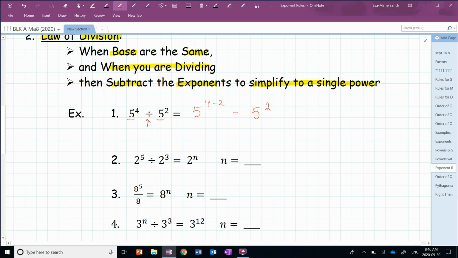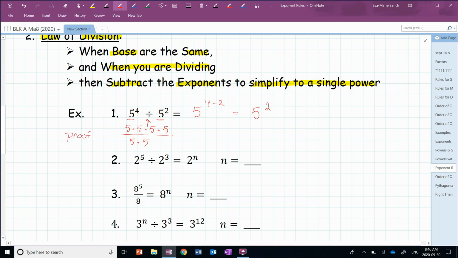Now again, I want to do a proof of this to show you that this works. So 5 to the 4 means 5 times 5 times 5 times 5. And now we're dividing that. Remember, a fraction can mean a divide line. And that gives you 5 times 5 on the bottom.